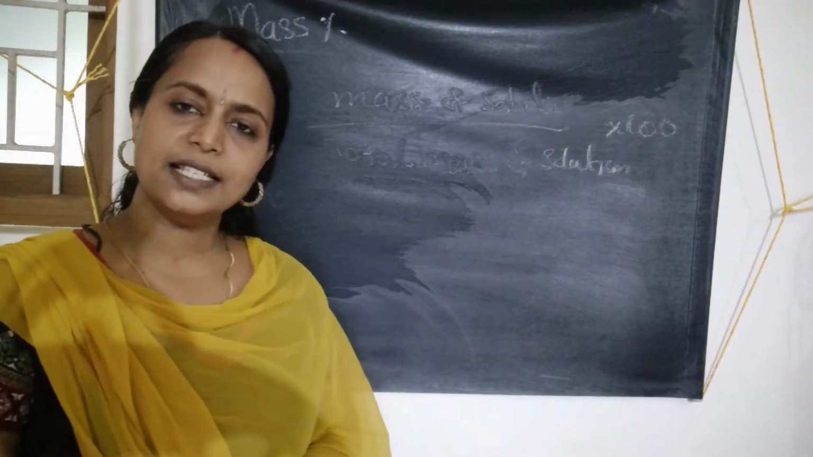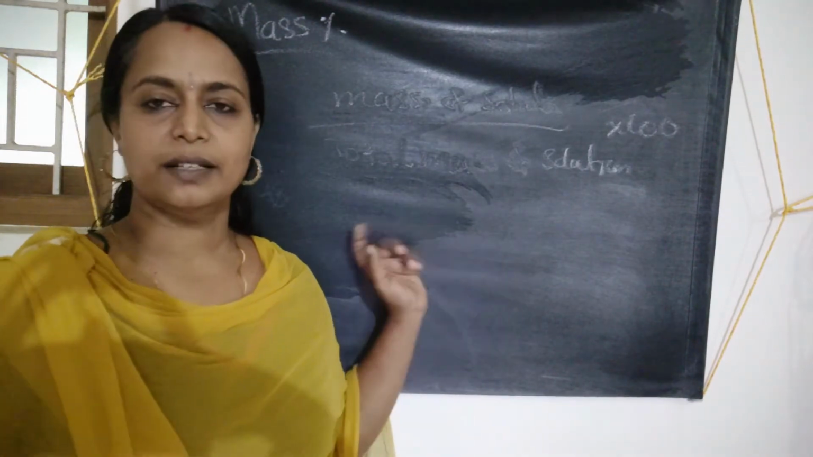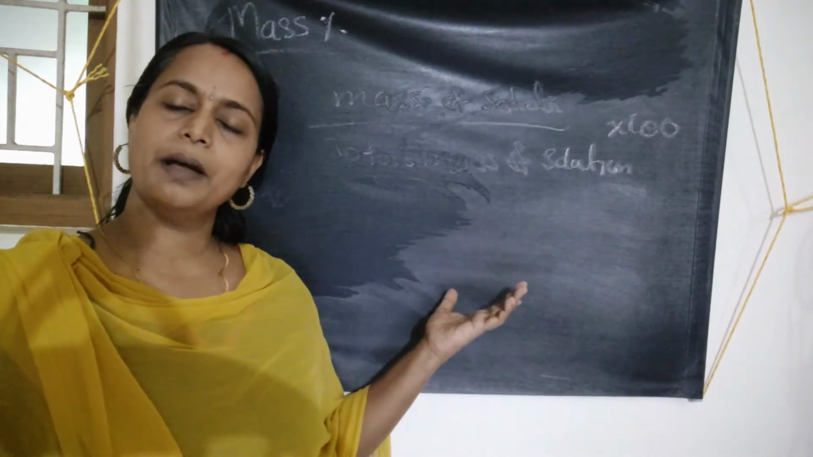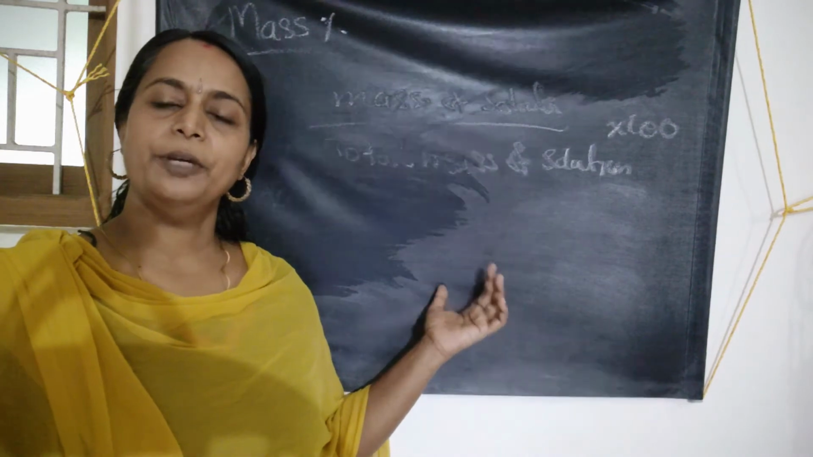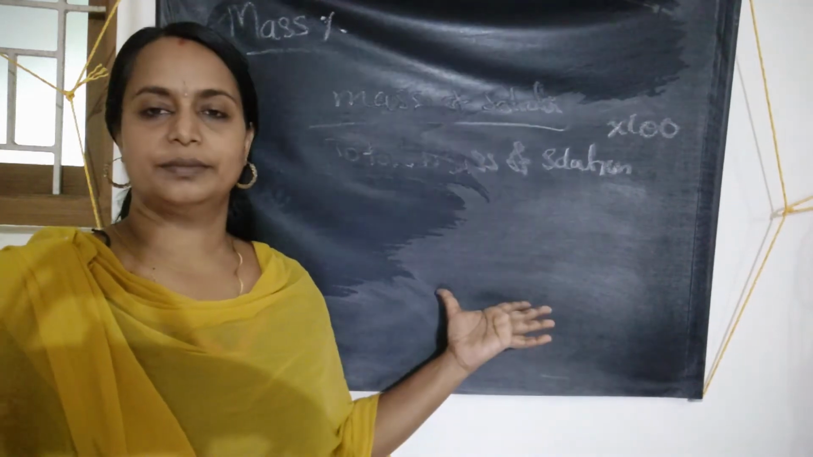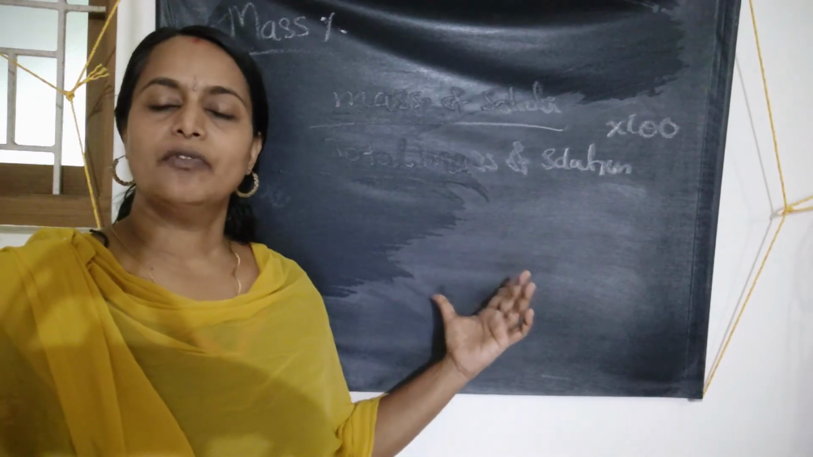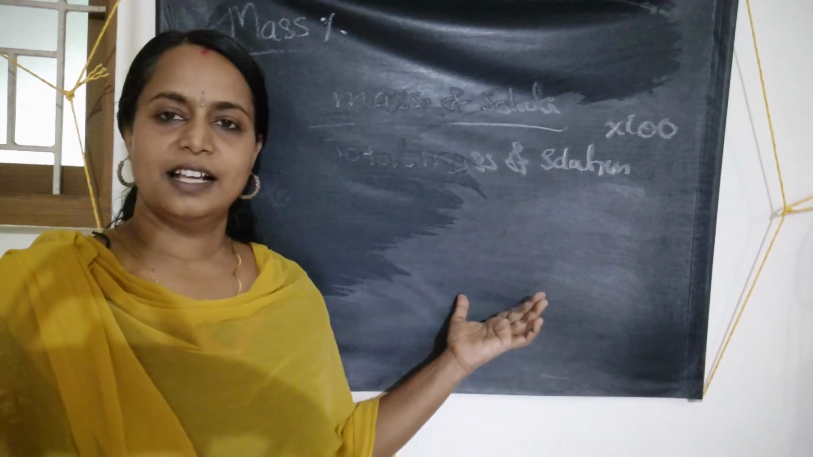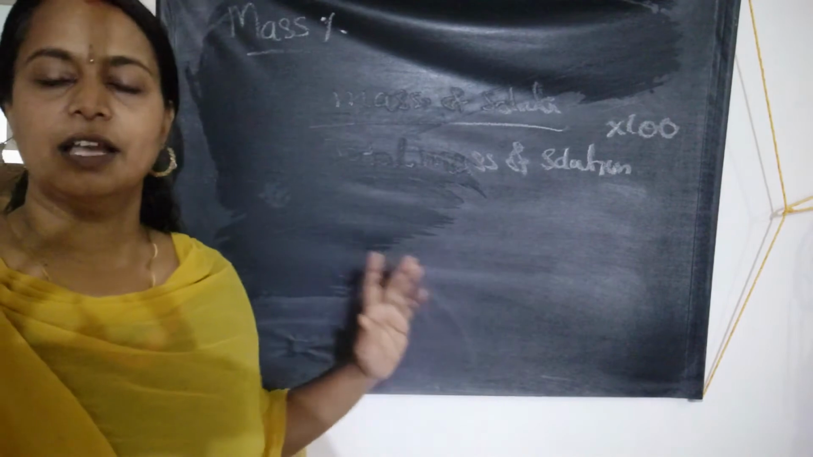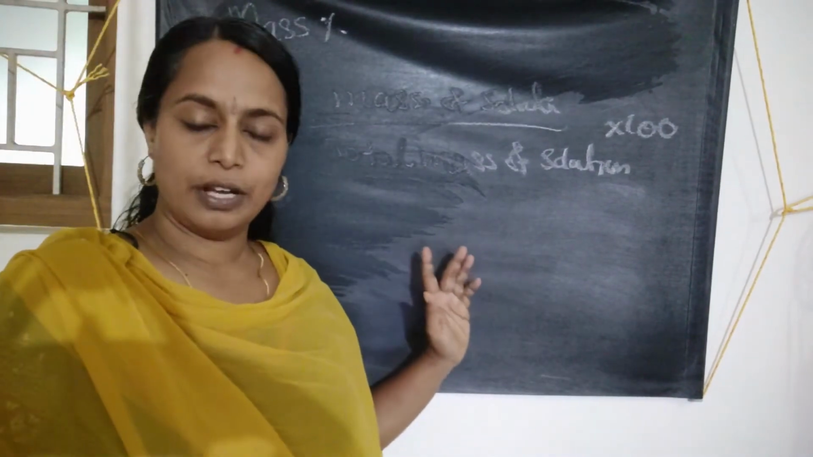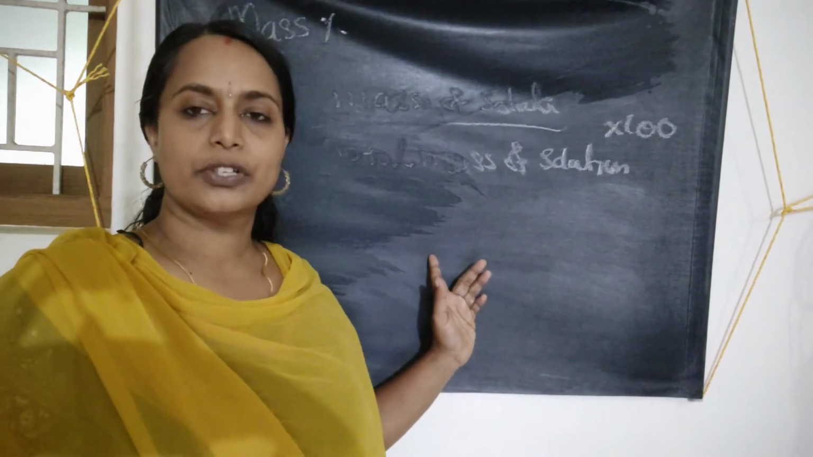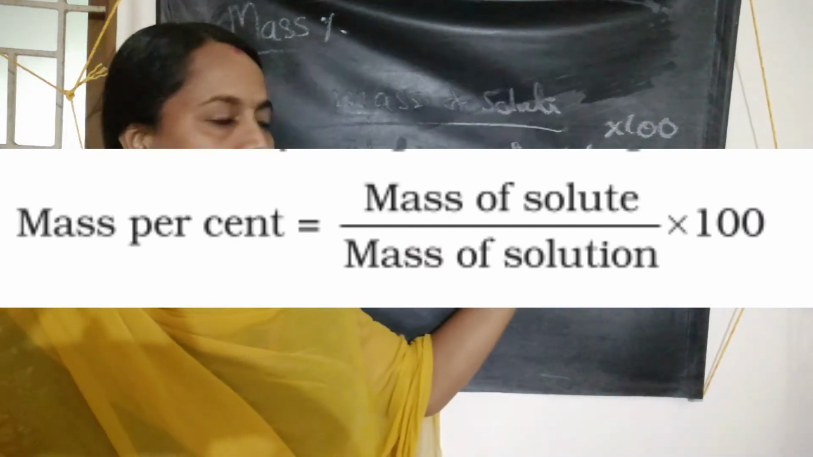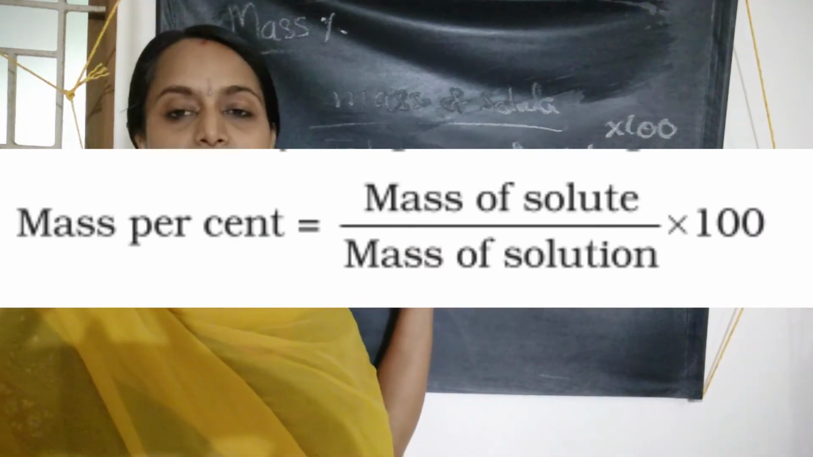നിങ്ങളുടെ മാർക്കിന്റെ പെർസെന്റേജ് കണ്ടുപിടിക്കുന്നത് പോലെ തന്നെ. നിങ്ങളുടെ മാർക്ക് 40-ൽ 20 ആണ്. 40-ൽ 20 ആണ് മാർക്ക് എങ്കിൽ നിങ്ങളുടെ മാർക്ക് പെർസെന്റേജ് നിങ്ങൾ എങ്ങനെ കണ്ടുപിടിക്കും? 20/40 ഗുണിക്കണം 100, 20/40 into 100, and it is equal to 50%, isn't it? That is, for the calculation of the mass percentage of a solute in your solution, the mass of solute divided by the total mass of the solution, into 100. That is the mass percent.